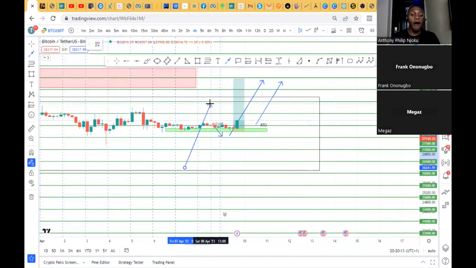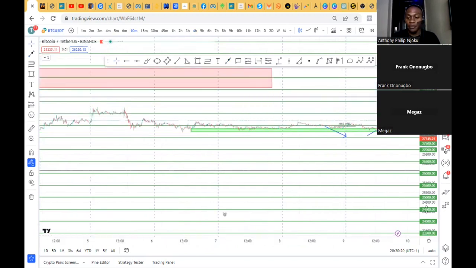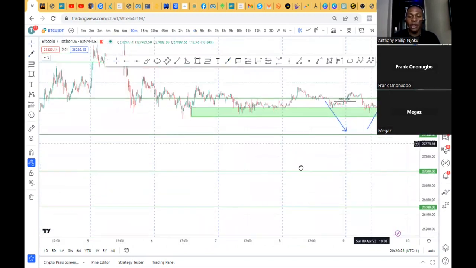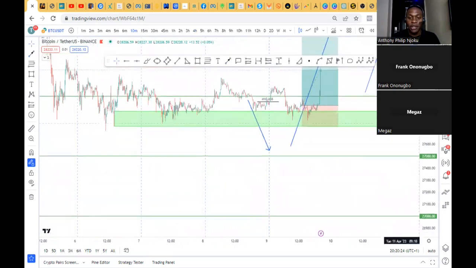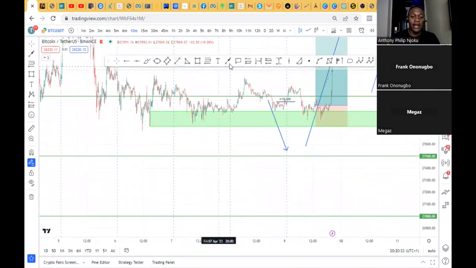So for BTC, I went down to the 10 minutes time frame and I saw an MSB, a market structure break over here, a 10 minutes market structure break. And after I did that, I marked this OB from this. There is another block at this point, which has been accumulating buy stops.